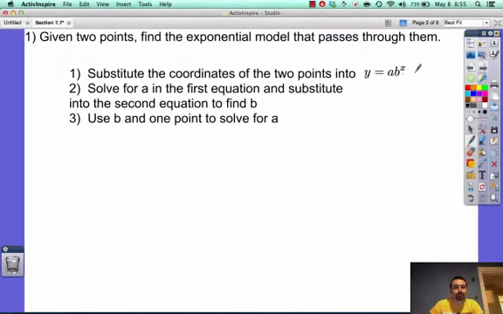Let's summarize. Here's what I did. The first thing I did was substitute the coordinates of the 2 points into y equals a times b to the x. So I did a substitution for both.